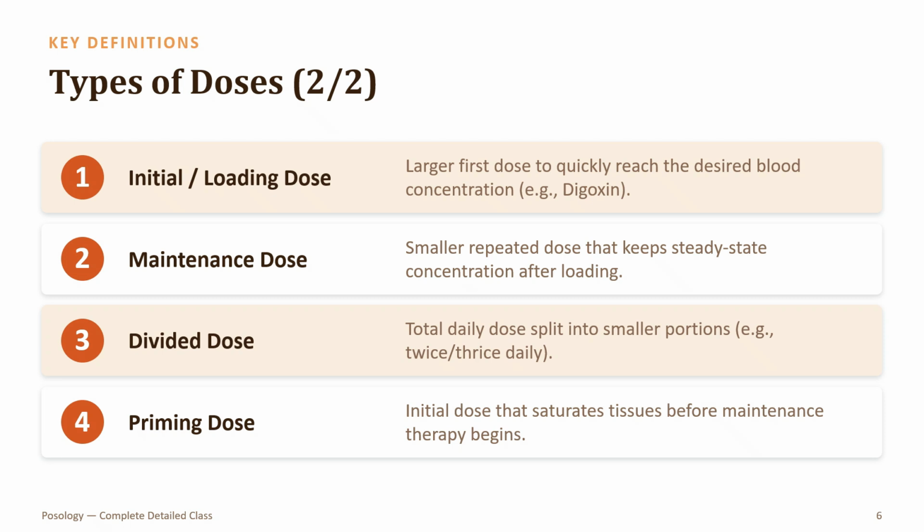Next is the maintenance dose, the dose required to maintain the desired steady state drug concentration in the blood, given after the loading dose. Usually it is smaller and repeated at intervals. Then divided dose, when the total daily dose is split into smaller portions given at intervals, like twice daily or three or four times daily, to maintain consistent blood levels through the day. Next is the priming dose. Similar to the loading dose, it is an initial dose given to prime or saturate the tissue before starting maintenance therapy.